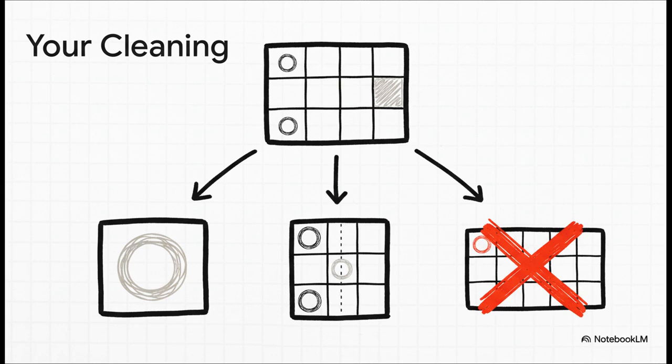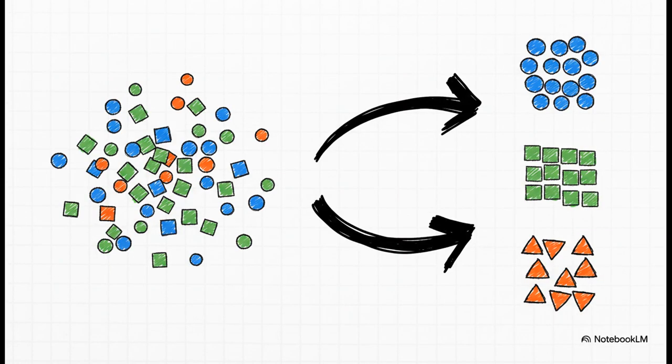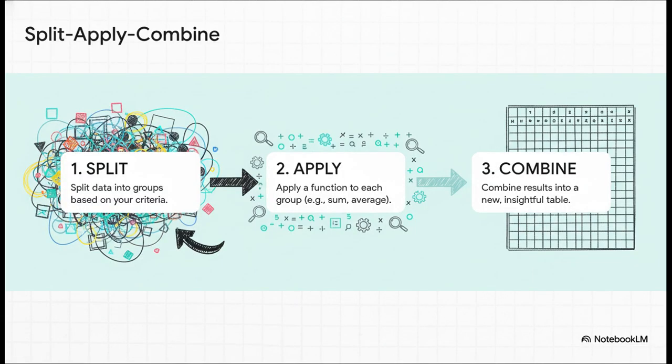You have total control. Okay, on to superpower number 2, the master organizer. This is the one that lets you stop staring at tiny individual data points and start seeing the big picture. And this is where Pandas, with its group by function, really shines. It boils down to this really elegant three-step idea.